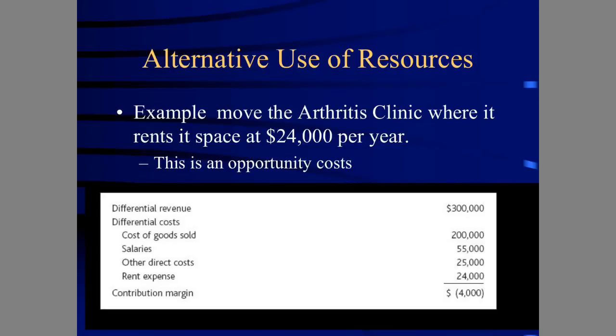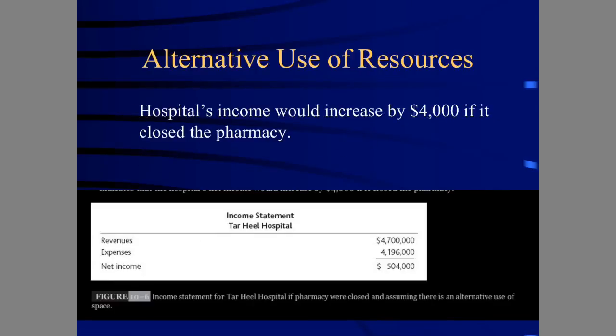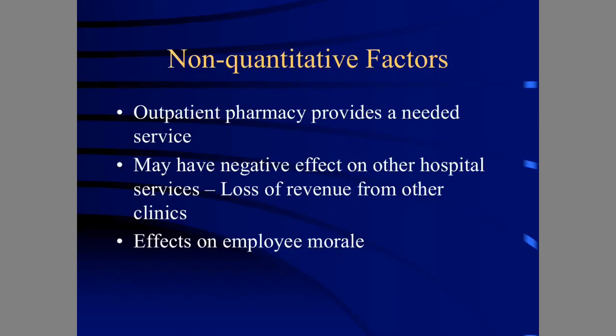However, what if they were going to put something else in there and rent the space? Maybe they move the arthritis clinic into that space, and they're able to collect $24,000 per year in rent. Well, this is an opportunity cost, and therefore the contribution margin is less than $4,000. If we did that, then the hospital is going to see an additional net income of $4,000 versus the $20,000 loss if they closed the pharmacy and did nothing. So the differential analysis allows you to compare and choose.